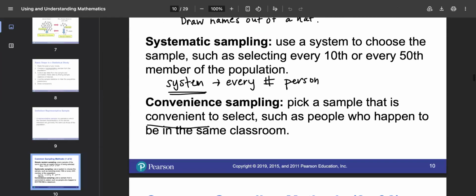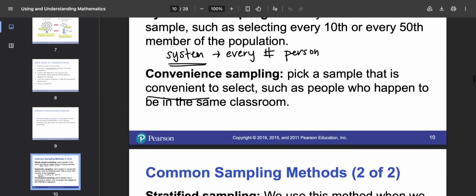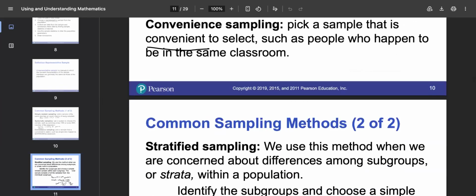Convenient sample is just what it says: it's convenient. It's not always the best way to get a sample, but to get a convenient sample, you could go stand out in front of Walmart and just ask the people that are coming in. It's a way that is convenient.